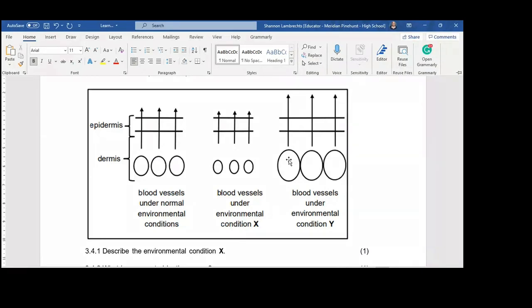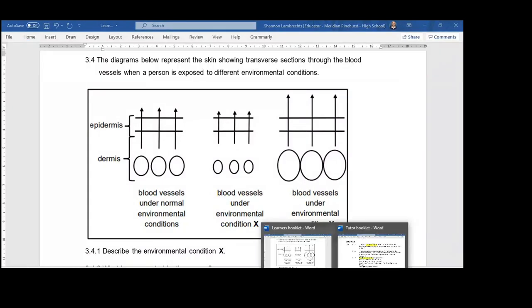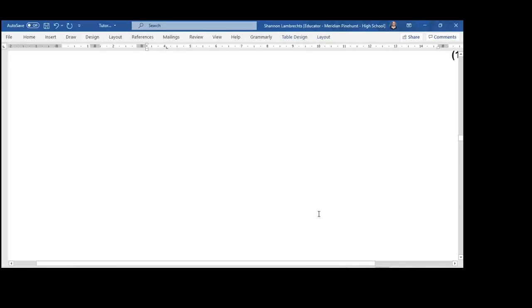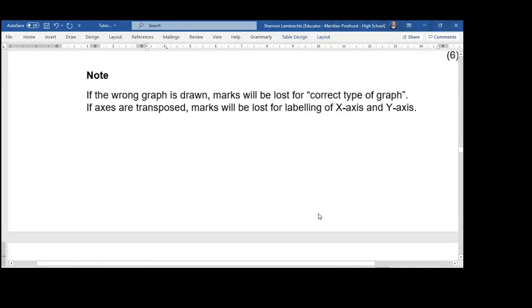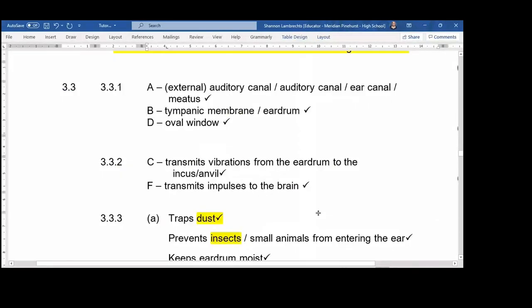So when you see a diagram that has to do with blood vessels, your answer when you have to explain thermoregulation must be with regards to blood vessels. Okay, that's extremely important to understand. So let's just look at that quickly.